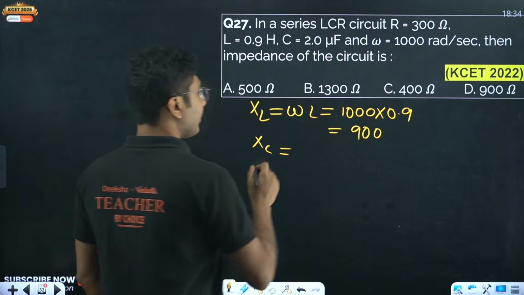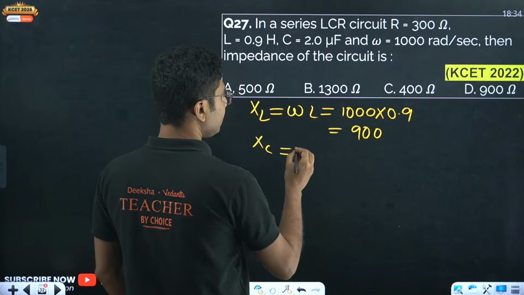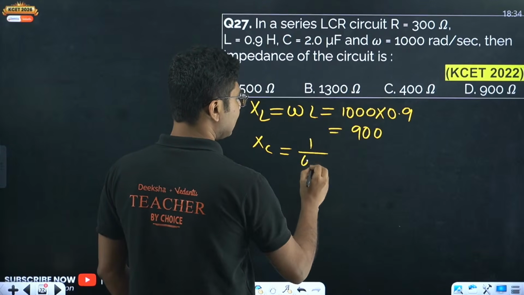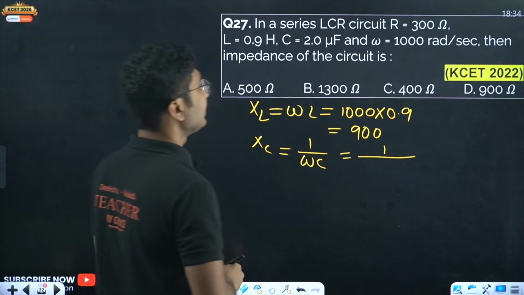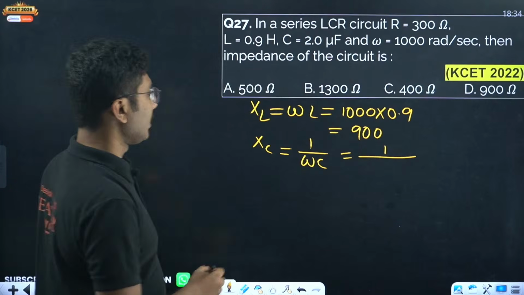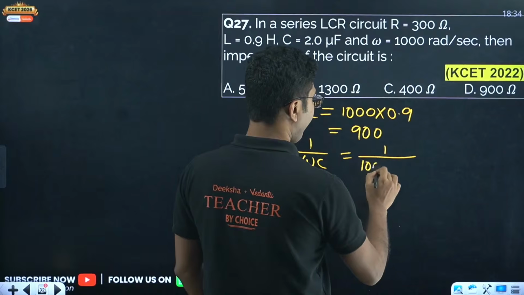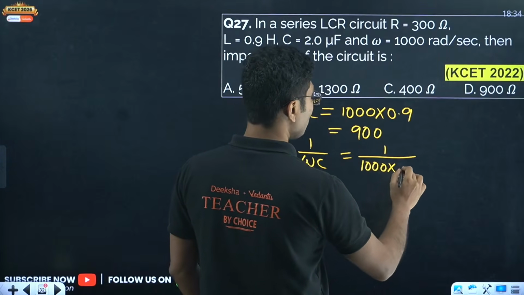So Xc equals 1 by omega C, that is 1 by omega, which is 1000, and C is 2 microfarad.